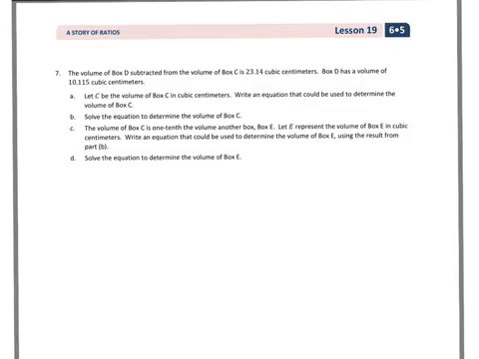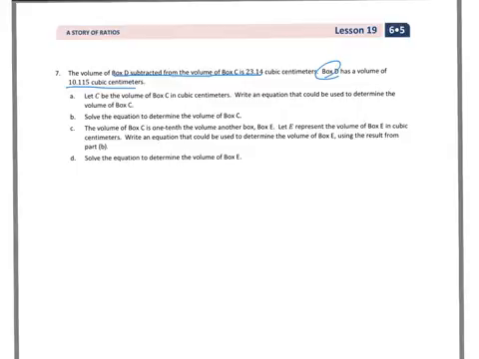So on page 2, we're going to go through and we'll do A, B, C, and D because there's not a whole lot of work involved with this, but there's a bit of reading to do. So the volume of box D is subtracted from the volume of box C is 23 and 14 hundredths cubic centimeters. Box D has a volume of 10 and 115 thousandths cubic centimeters.